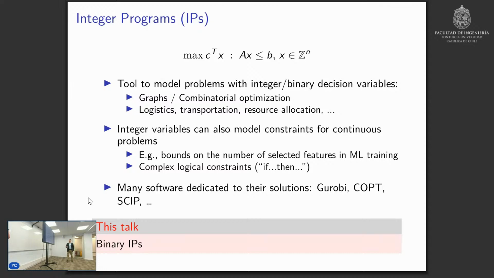And integer variables can also model constraints for continuous problems. For instance, if you are in finance, solving a portfolio optimization problem, and you want to limit the number of stocks that you're buying, then you can include cardinality constraints there. Or you can also model complex logical constraints, like if this happens with this variable, then this other thing happens with this variable. So this framework is very flexible, and overall there's plenty of software dedicated to their solutions. There's Gurobi that probably most of you know, there's COpt, there's SCIP that's open source, and this is going to be our setting. So we'll be talking about this kind of problems.